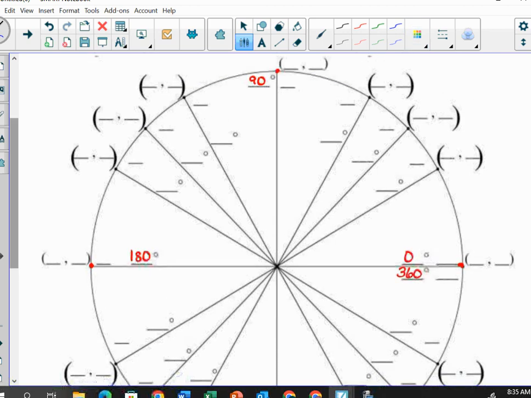What about this dot that I'm putting blue on there? It's halfway between 0 and 90. Okay, 45.